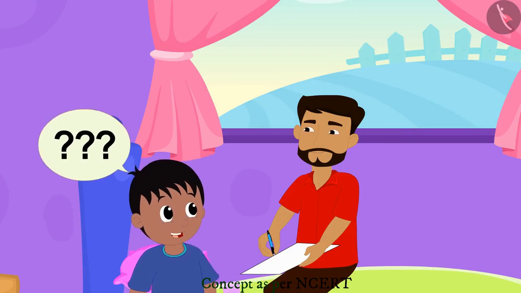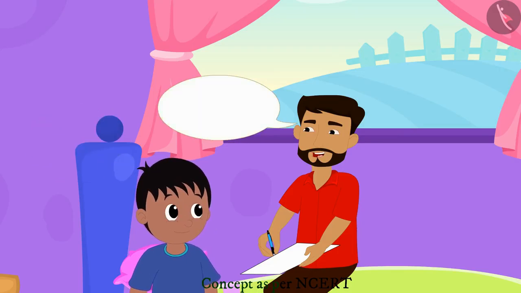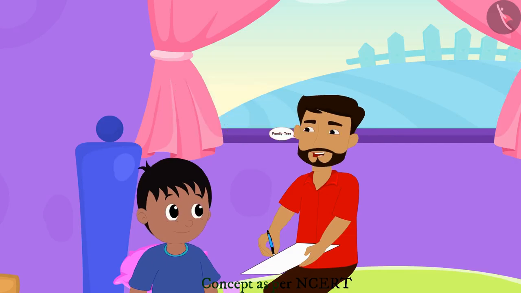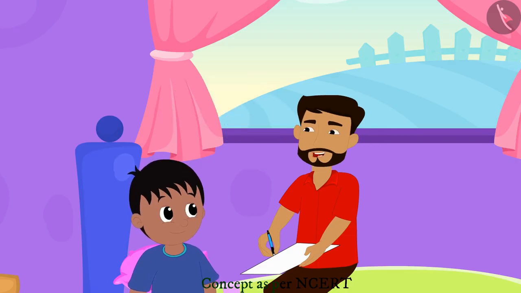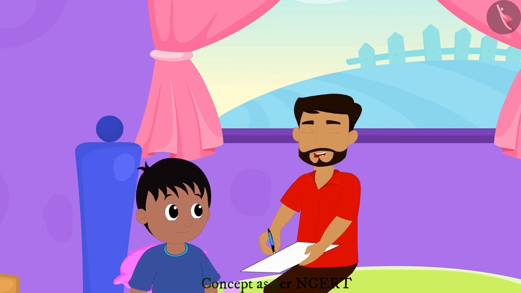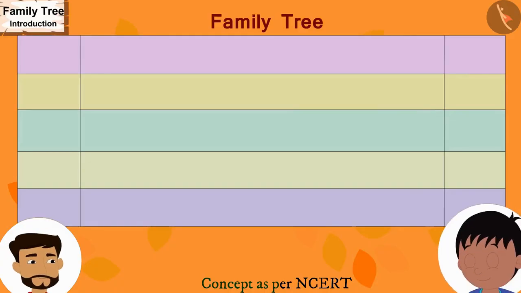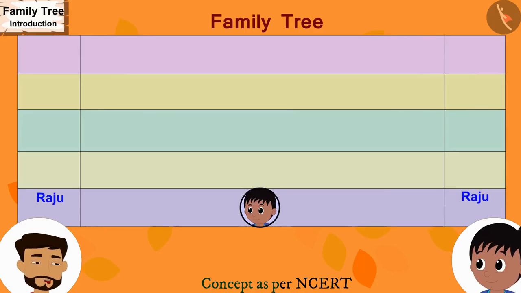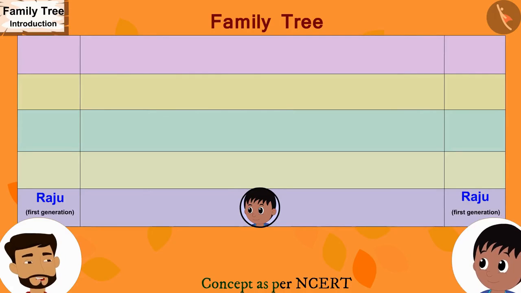What are you making, Father? I am making our family tree. What's that, Father? The family tree is a picture in which we depict all the relatives of our family. Look, Raju, first I will write your name here. This is our first generation.